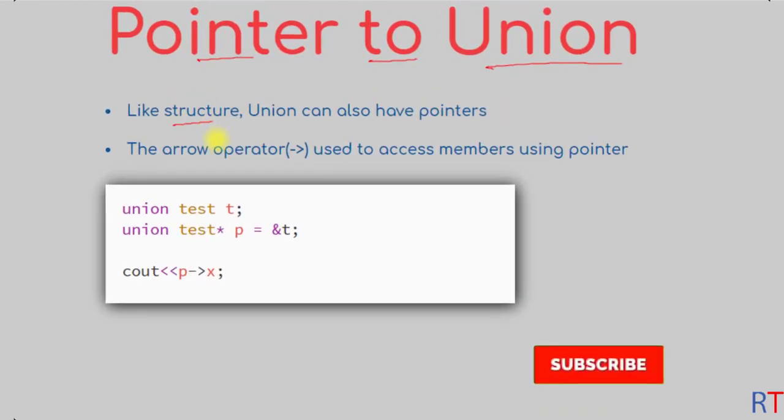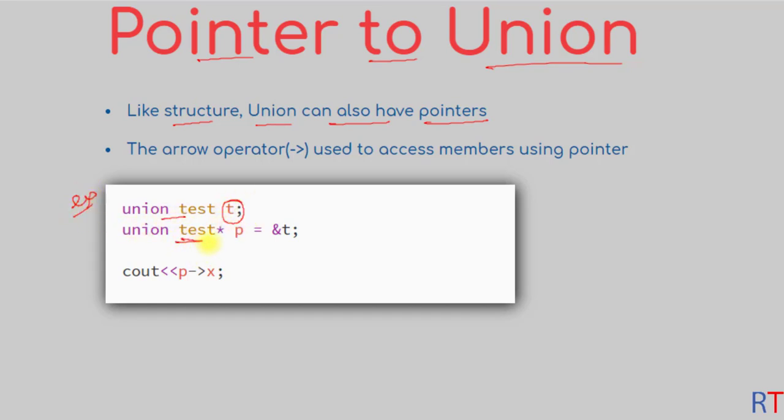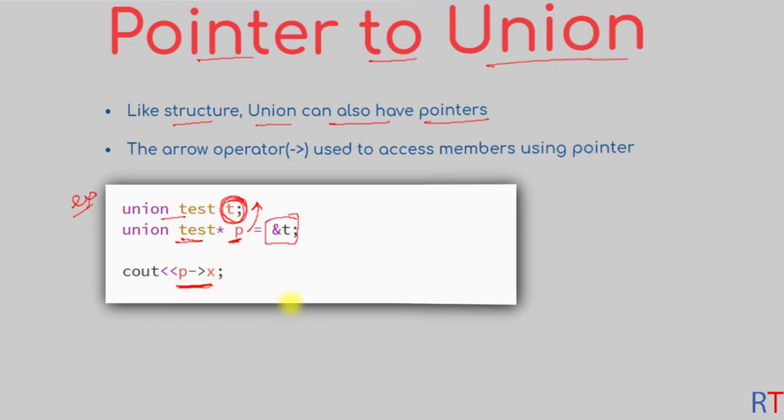Like structure, the union can also have pointers. As an example, here we have one union variable t, and then we can create one pointer which can have the address of that variable t. This way the pointer can point to the variable t. So we can use the arrow operator and we can access the members of that variable t.